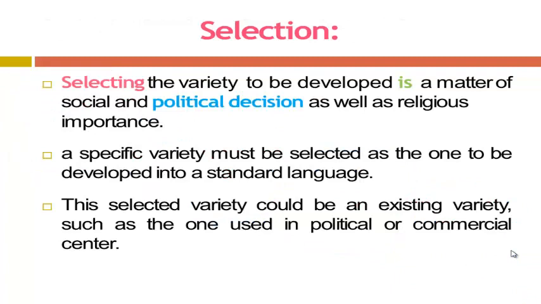Starting our explanation of the planning process with the first stage, which is called selection. Selecting the variety to be developed is a matter of social and political decision as well as religious importance. A specific variety must be selected as the one to be developed into a standard language. This selected variety could be an existing variety, such as the one used in a political or commercial center.